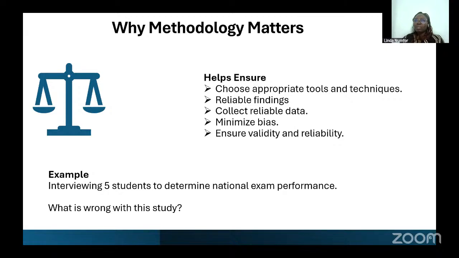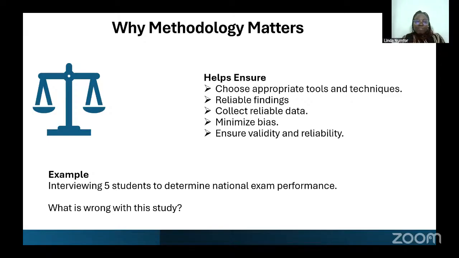Now, it also minimizes biases, where you imagine, or you increase or reduce what was supposed to be done, but then it minimizes those biases. It validates your research and makes it reliable, so that someone can repeat exactly what you have done.